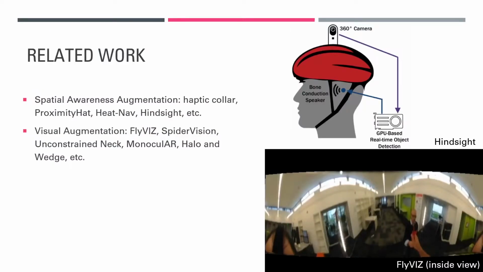Let me introduce some of the related works. Works related to spatial awareness augmentation, like Haptic Collar, HeatNav, InSight. We find them relevant in understanding the effects of augmenting the user with different sensory perception. And also the works related to visual augmentation like FlyViz, Spider Vision, Unconstrained Lag. One of the most related works to ours is FlyViz.